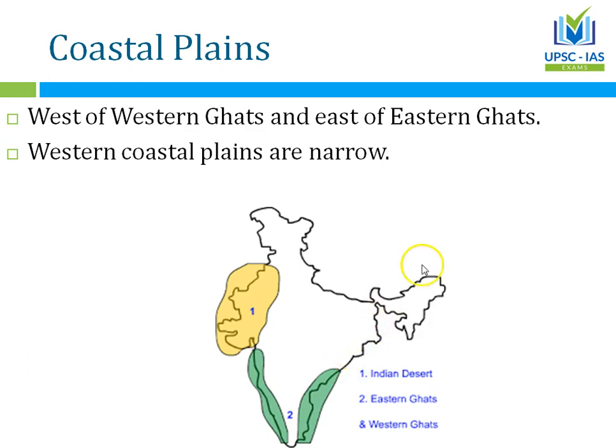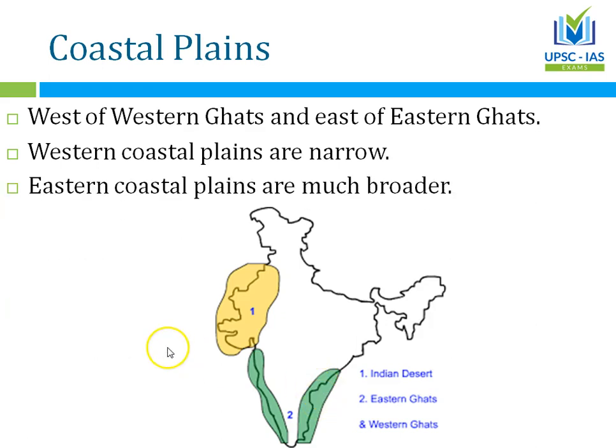Western coastal plains are quite narrow. If you open your physical map, you will find a very thin strip of area between the mountains of the Western Ghats and the Arabian Sea. Between that you will find a narrow strip of land, and if you observe the Eastern Ghats and the Bay of Bengal, you will find that the land strip is a bit broader compared to the Western Ghat.